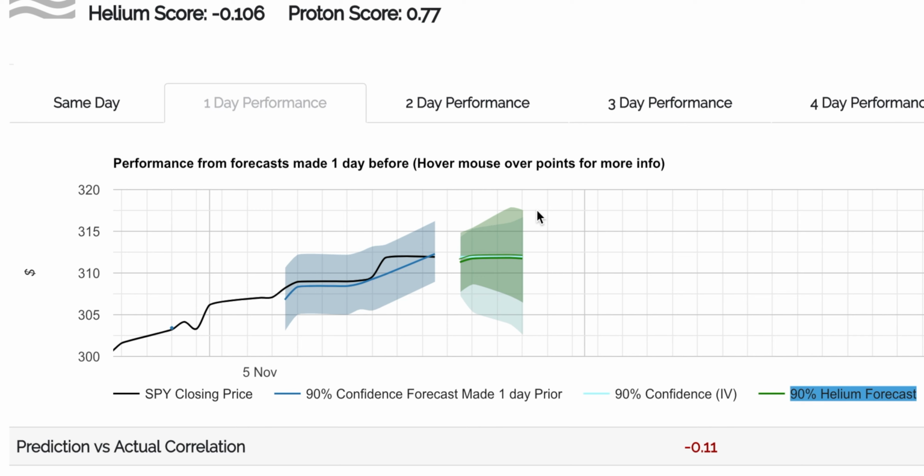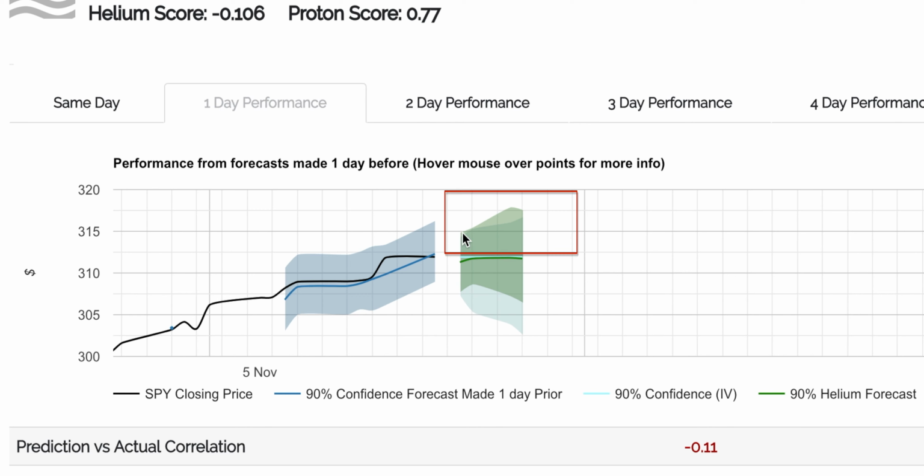So this is saying if we look at a 90% confidence interval of future predictions for the SPY, how much uncertainty is priced into the market as reflected by options prices. And as you can see here, there is a discrepancy between these two predictions of future uncertainty of the SPY. The green price cone is Helium's future prediction of uncertainty, and the blue one is the market's prediction of future uncertainty. So how do we interpret this to make a good trade?